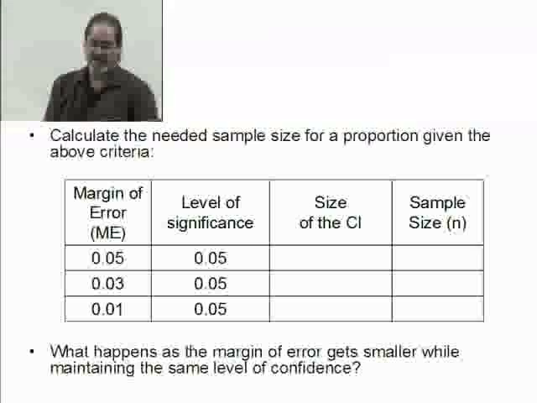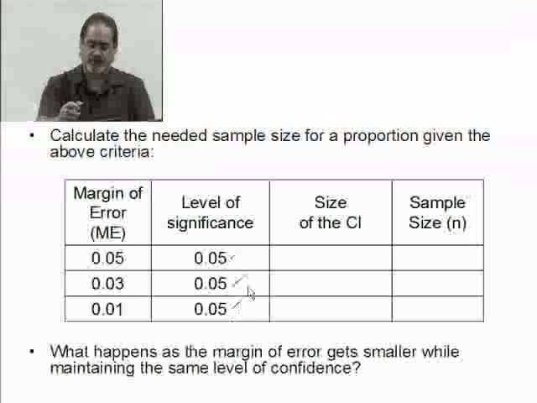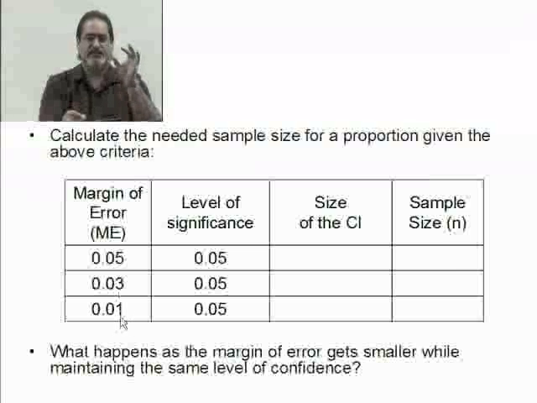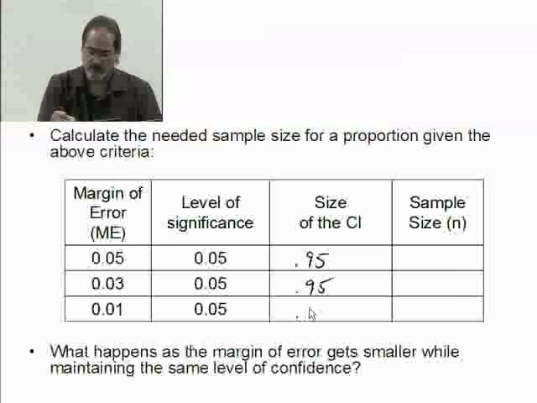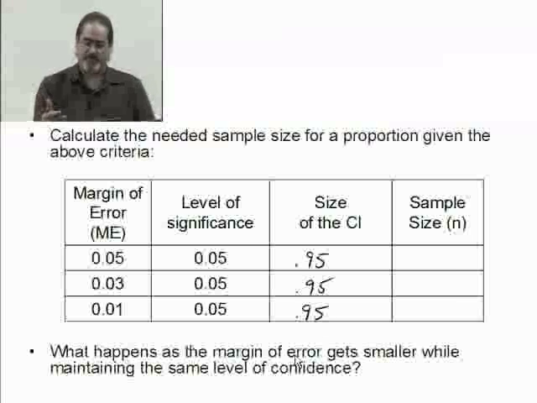I want to calculate the needed sample size for a proportion given the following criteria. All of these are based on a level of significance of 0.05. So the level of significance is staying the same. The margin of error is 0.05, and then we'll calculate again using a smaller margin of error, 0.03, and then a smaller margin of error, 0.01. Now, if the level of significance is 0.05, the confidence level is going to be 0.95, because 0.95 plus 0.05 is 1. All these are 95% confidence intervals. So, what will the sample size be?